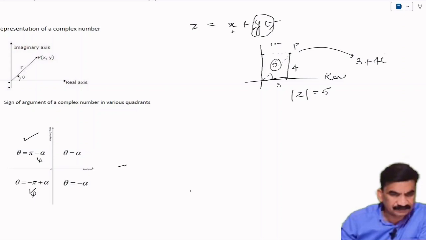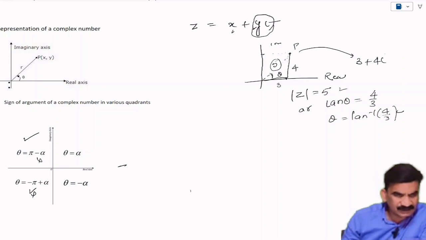Then there is this angle. This angle is called the argument, arg. How can I calculate the argument? Simple. In this triangle, you can take tan theta, which is 4 by 3, and theta is equal to tan inverse 4 by 3. So you have the modulus as well as the argument.